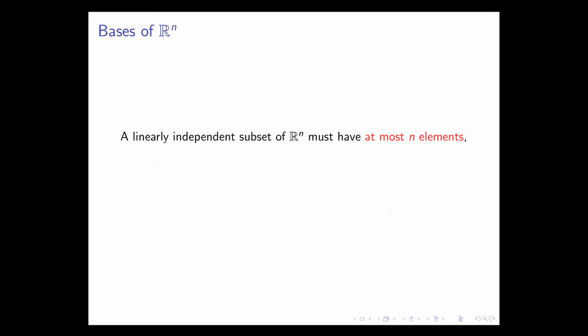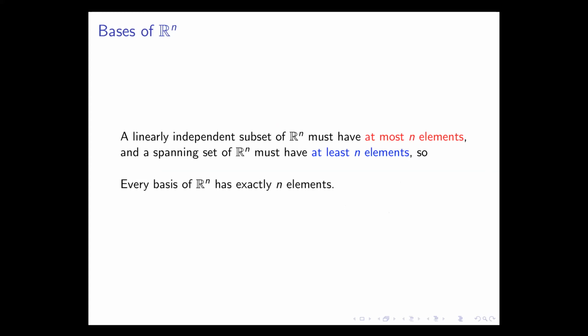So a linearly independent subset of Rn must have at most n elements, and a spanning set of Rn must have at least n elements. So every basis in Rn has exactly n elements.